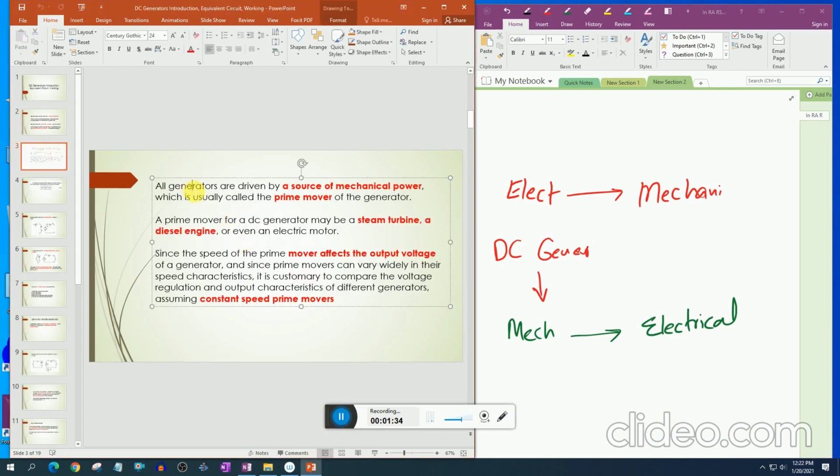All generators are driven by a source of mechanical power, which is usually called the prime mover of the generator. A prime mover for a DC generator may be a steam turbine, a diesel engine, or even an electrical motor.